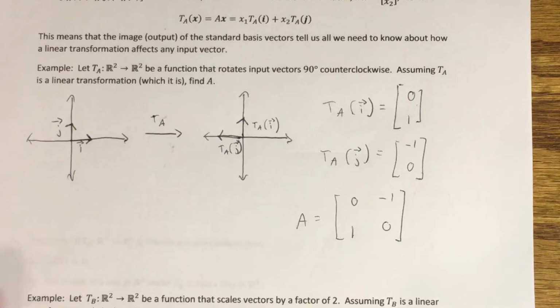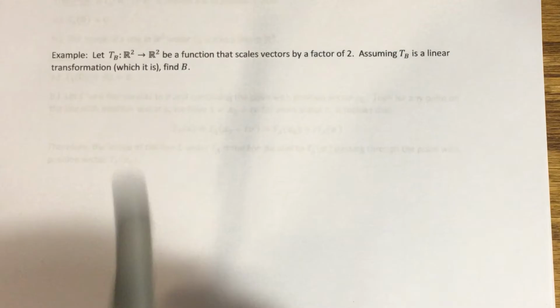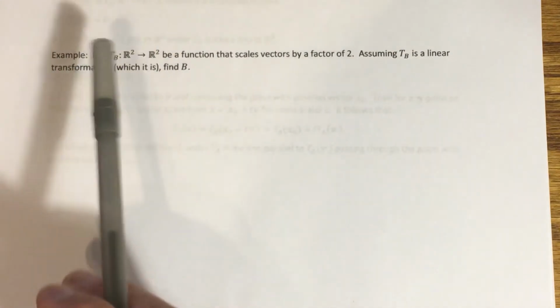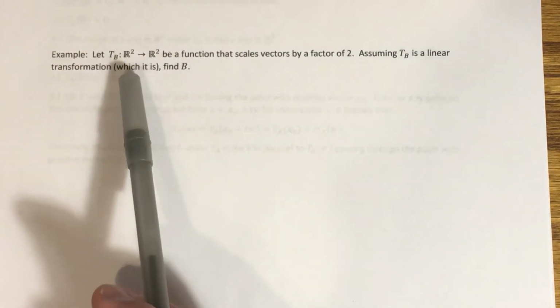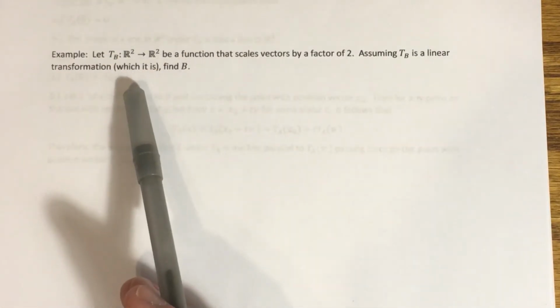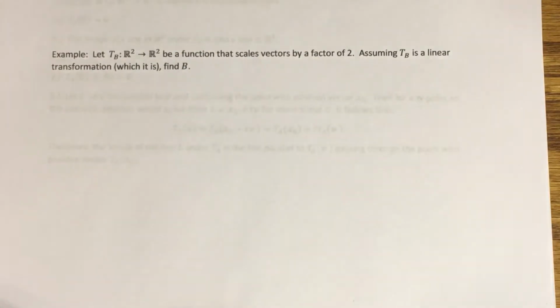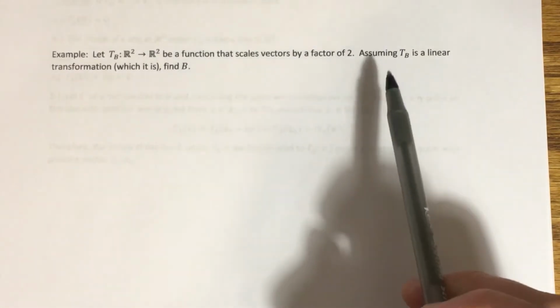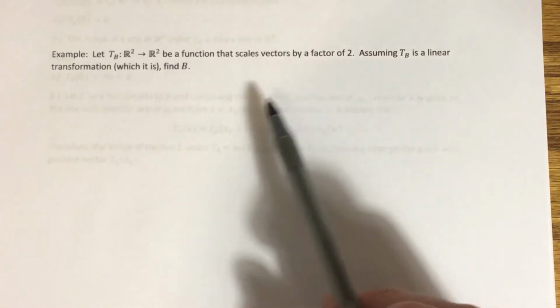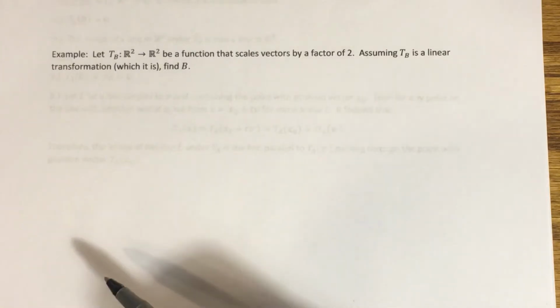Okay, I want to do a similar example with a different type of transformation. So here, let's suppose that we have a linear transformation T_B, which maps R2 into R2 again. And let's suppose this linear transformation doesn't rotate vectors, it just scales them by a factor of 2. So in other words, it doubles their size or doubles their norm. Once again, we're going to assume that this is a linear transformation, which it is, so that's a valid thing to assume here. We want to find the matrix B that would do this.